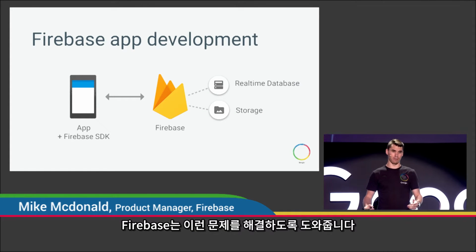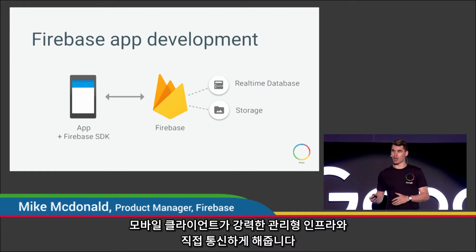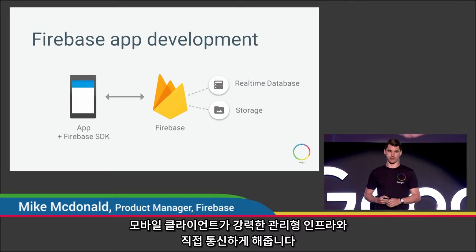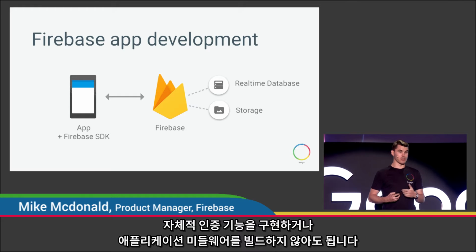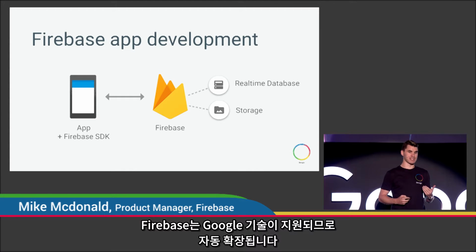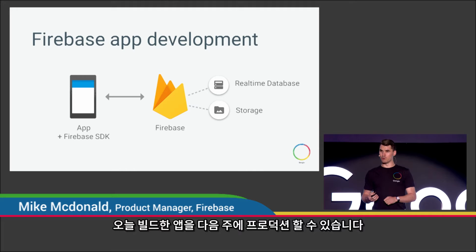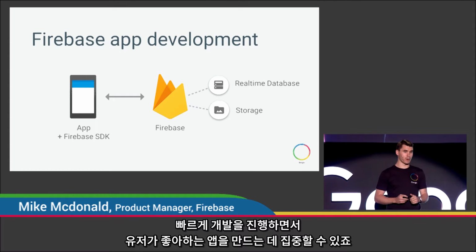Firebase helps you solve these problems. Firebase eliminates the application server and lets your mobile clients talk directly to powerful, managed infrastructure. We handle client-side authentication and authorization, so there's no need to implement your own OAuth or build application middleware. And Firebase is backed by Google technology, so it scales automatically. So the app that you build today can go into production next week. Firebase clients solve all of the hard pieces of application infrastructure, so your team can move quickly and focus on building apps that your users love.